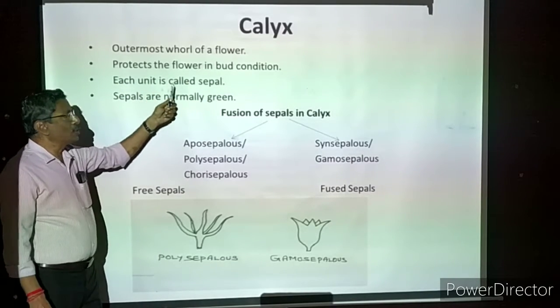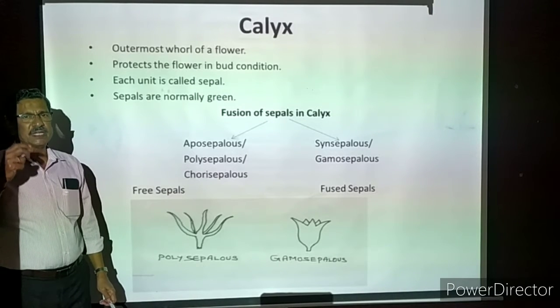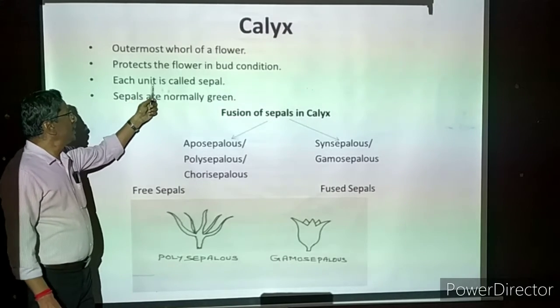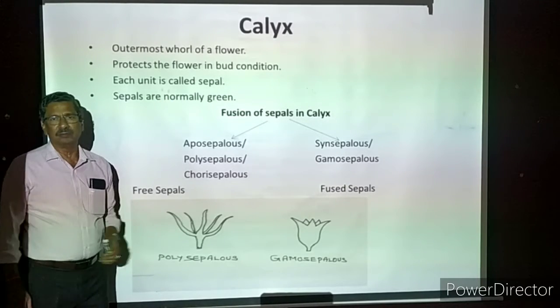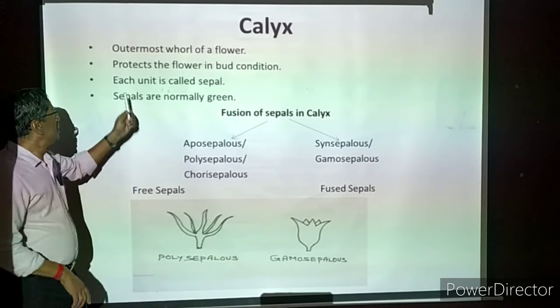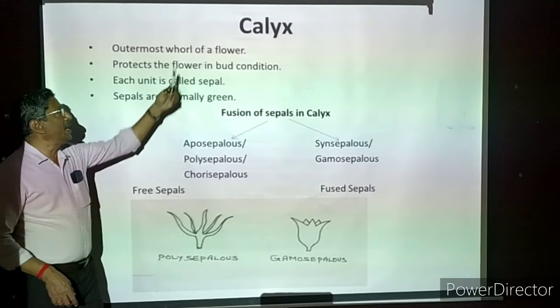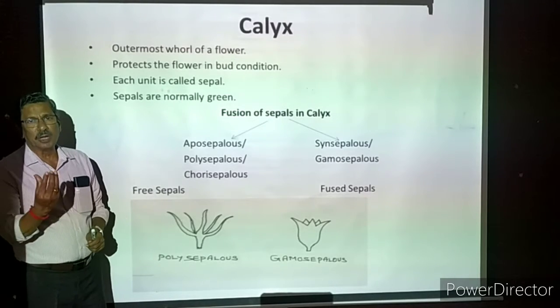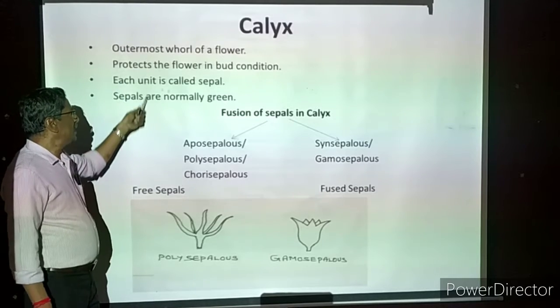Each unit is called a sepal. The calyx is made up of small units, maybe 5, 6, 7, whatever it is. Sepals are normally green. Generally, in many plants, many flowers, the sepals will be green in color. This also we have studied. Calyx is green in color. It is a small cup-like structure found at the base of the flower. Those are the characters.